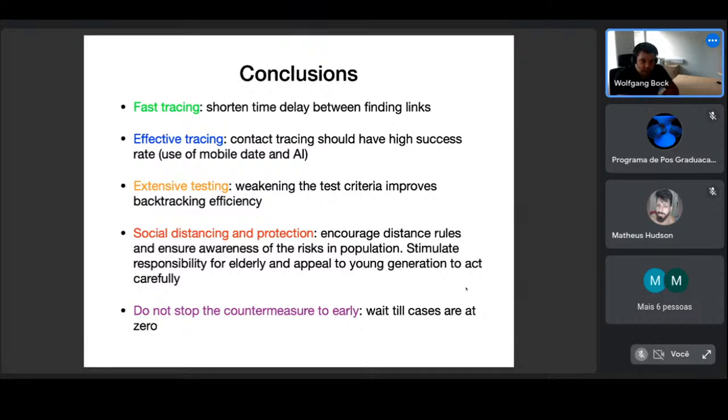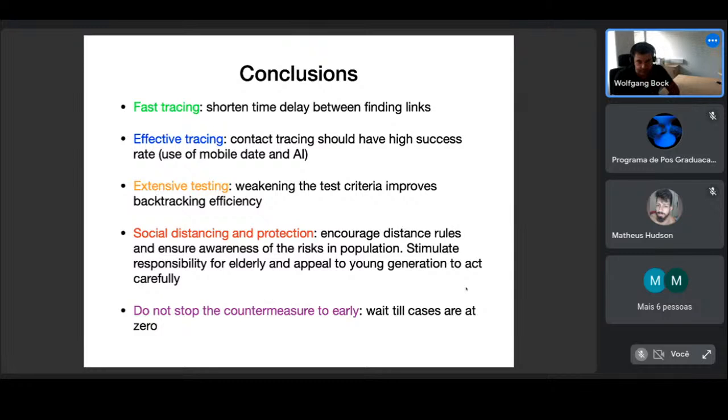Extensive testing means you meet the test criteria. So we had, for example, in Germany at some point, not enough tests. And then they said, okay, we don't test everybody anymore. And then we immediately have something like an outbreak. We'll come to this in a second. And social distancing and protection. And of course, one should not stop the countermeasures too early, because if you stop the countermeasures too early, it will just go on. You should really wait until the cases are almost close to zero. Yeah?